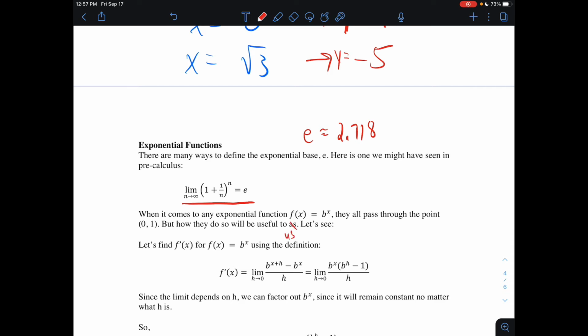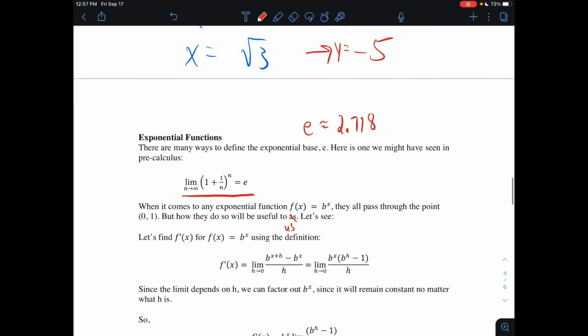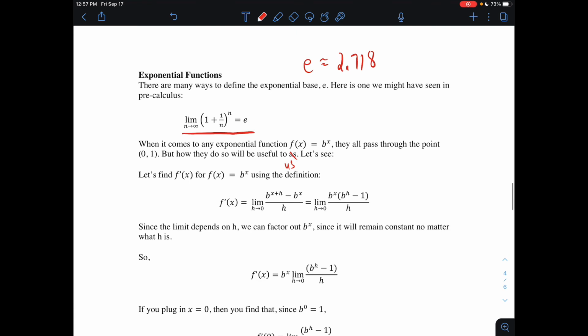Meaning, with the different bases, how are they going through that coordinate? Do they go through in a steep fashion or in a shallow fashion? So let's find f prime of x for f of x equal to b to the x using the definition. So here f prime of x is equal to the limit as h approaches 0 of f of x plus h, which is b raised to the x plus h power, minus f of x, which is b to the x, divided by h.